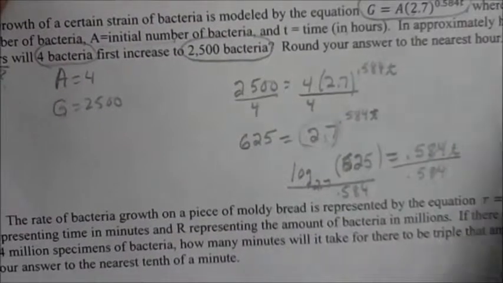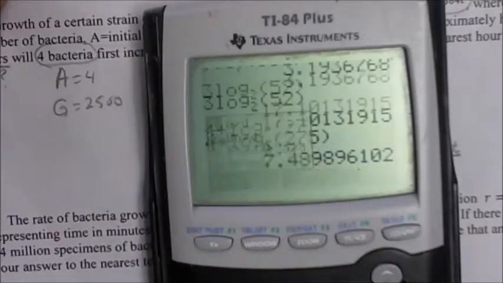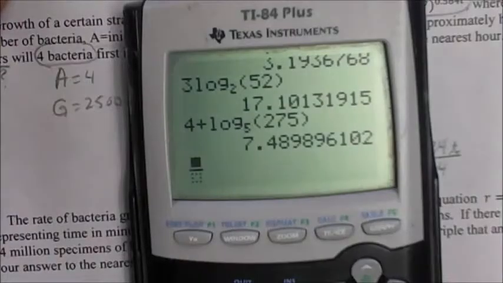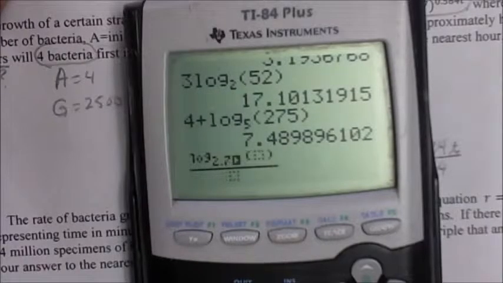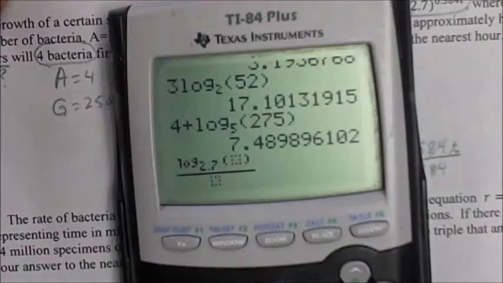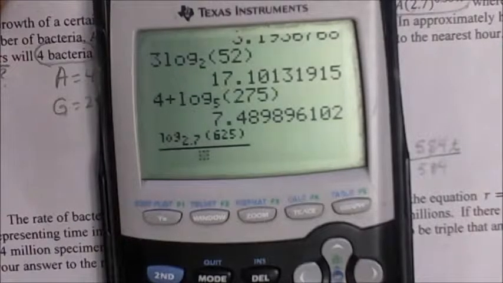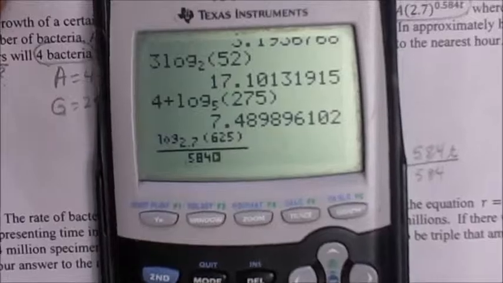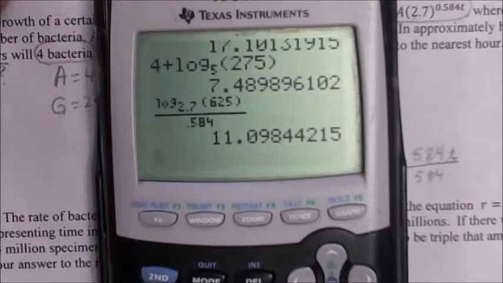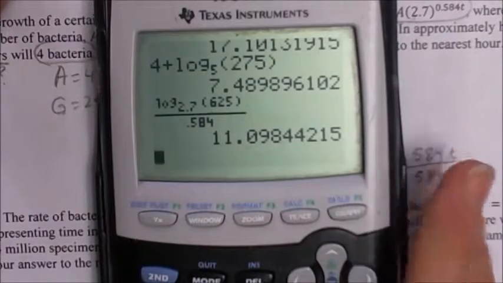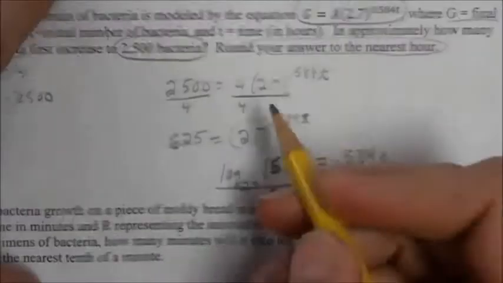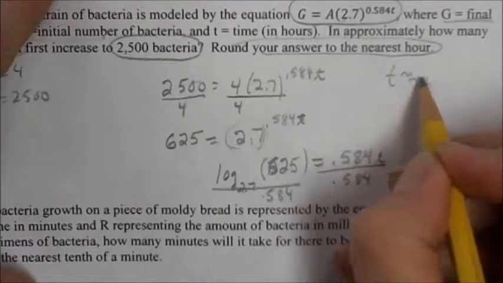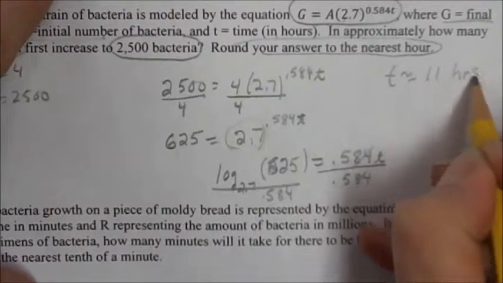So now we can get our calculator out. And in the numerator, it is going to be the log base 2.7 of 625, all divided by 0.584. And it looks like T is 11.09, and it wants you to round your answer to the nearest hour. So T is approximately equal to 11 hours.